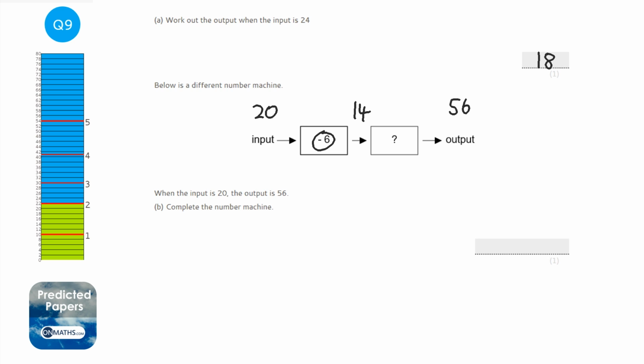Now, as it stands, there are multiple ways of doing this. If you do this on onmaths.com, it has a drop-down box and it only lets you select one of the options. So you can add a number to 14 to get to 56, and for this question that would be full marks, that would be absolutely fine. Or you can times it by 4, and times by 4 is the one I'm going to go for. So I'm going to complete the number machine by saying times 4.